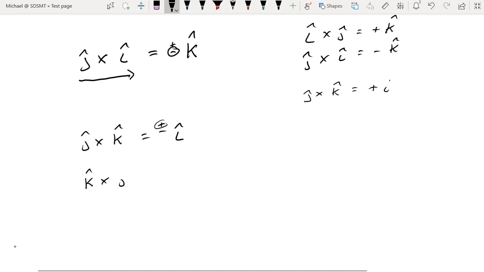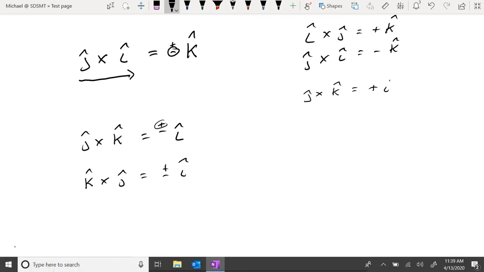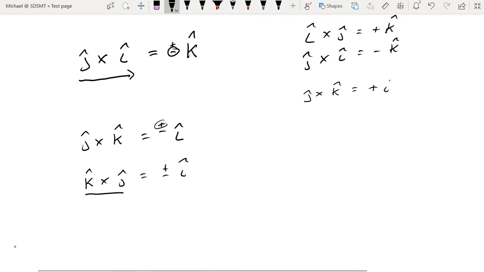Let's flip the k hat and the j hat around. Now what's happening? Well, we're starting at k hat, and we're going against the alphabet, so we're going backwards in the lettering, which means that we're going to get a negative I hat out of that combination.